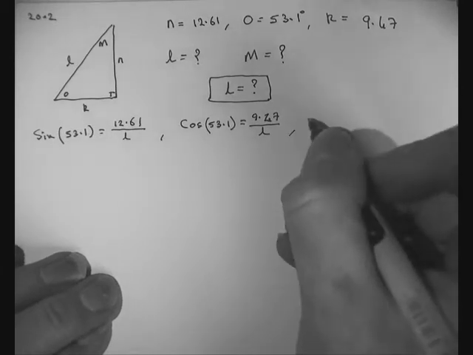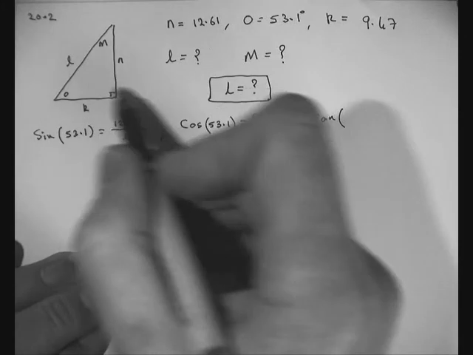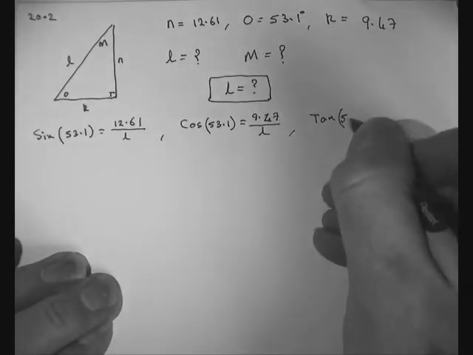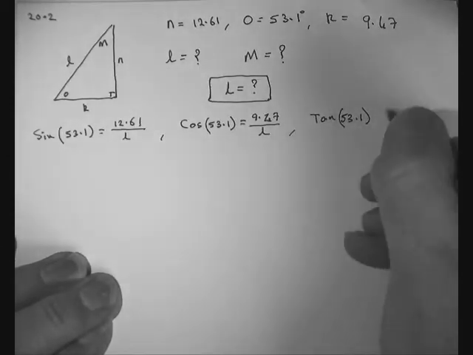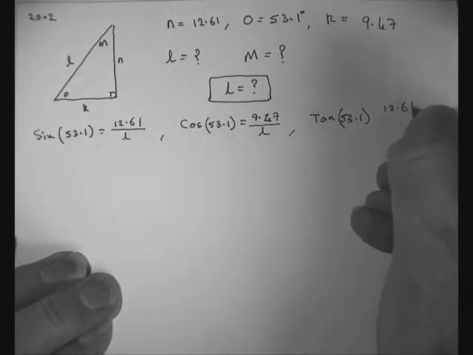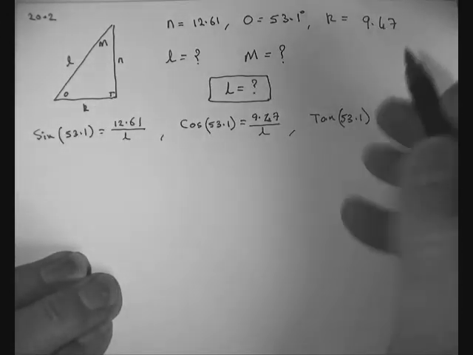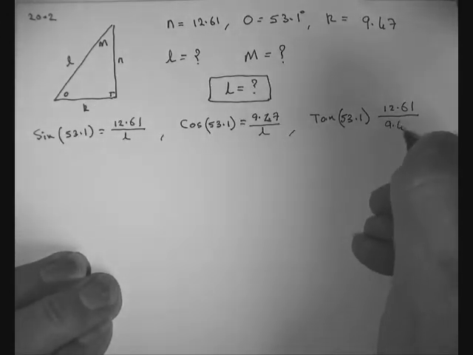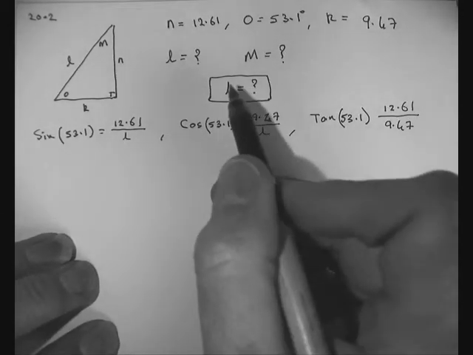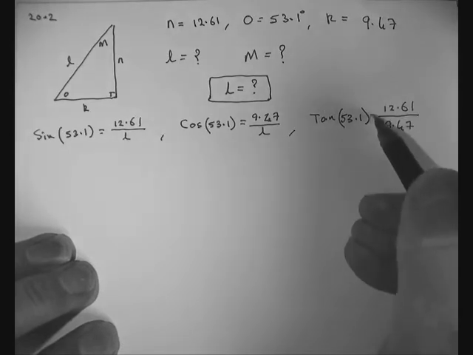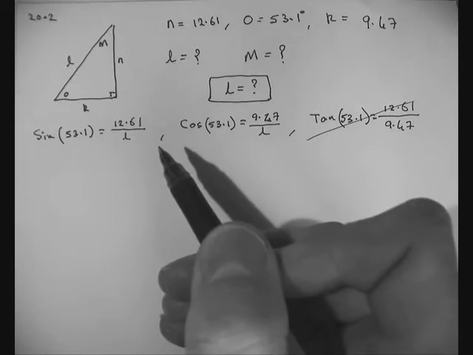Let's try our other one, which is the tan. The tan of the angle O, O is 53.1, equals the opposite, which is N. We know what N is, 12.61, divided by the adjacent, which is K, 9.47. This is of no use to us because we're looking for L, and L does not appear in this equation at all, so we can cross that one out.